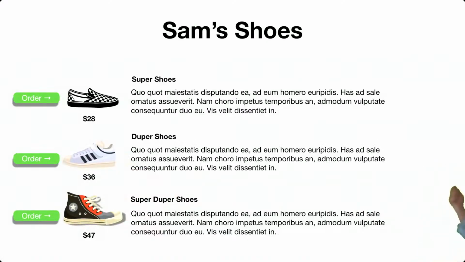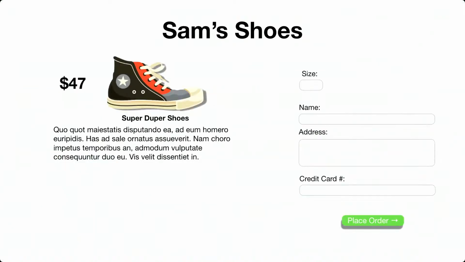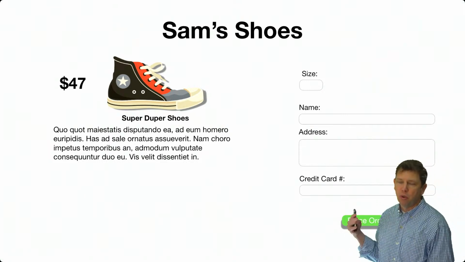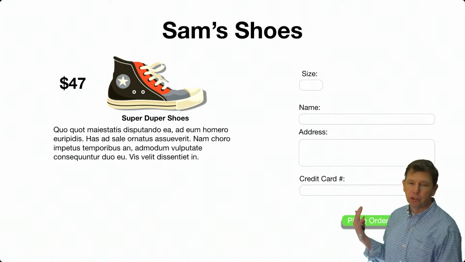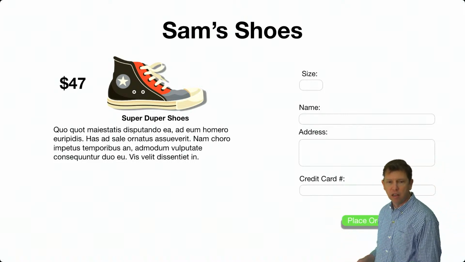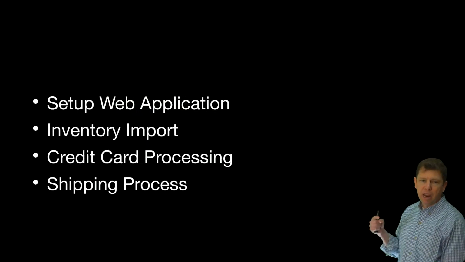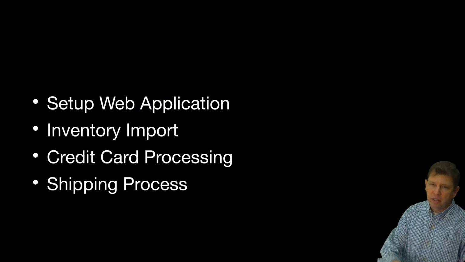Or you've got Sam's shoes, and you've got all the shoes listed out. You click to order it. It takes you to a page where you put the size, your name, your address, and a credit card, and it places the order. That's probably the simplest way we can come up with to actually order shoes online. The simpler thing might be just put the entire inventory online. But to get this up and running, we're going to have to set up the web application, inventory, get the inventory synced somehow.